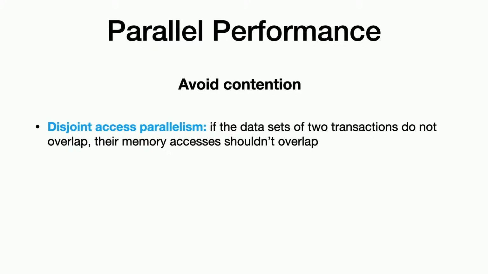One is called disjoint access parallelism. The intuition behind it is very simple. If you have two transactions and their data sets, the high-level data that they want to access, don't overlap, then the actual low-level memory accesses also should not overlap. This is to avoid contention. Intuitively, you shouldn't have a lot of global locations that everyone is accessing and contending on, in order to allow for more parallelism for transactions that inherently don't need to conflict.